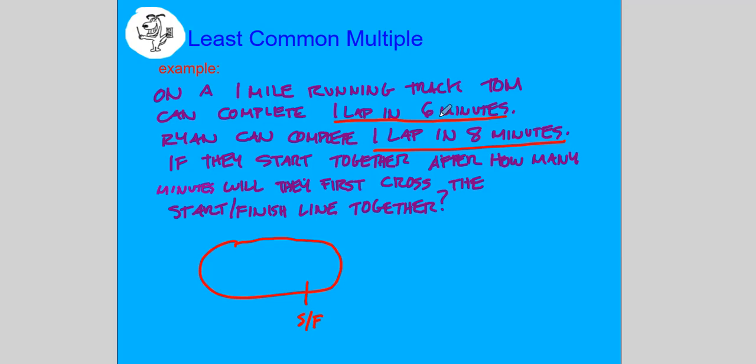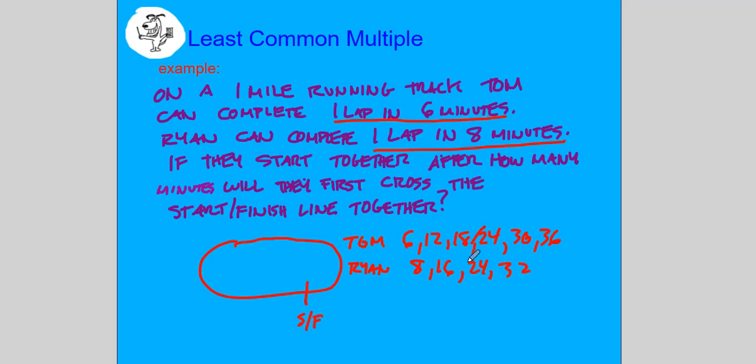So we can actually use the least common multiple to answer this question. For Tom, he completes laps after 6 minutes, 12 minutes, 18 minutes, 24 minutes. These are all multiples of 6, 30 minutes, 36 minutes. Ryan completes laps after 8 minutes, 16 minutes, 24 minutes, and then that would be 32 minutes.